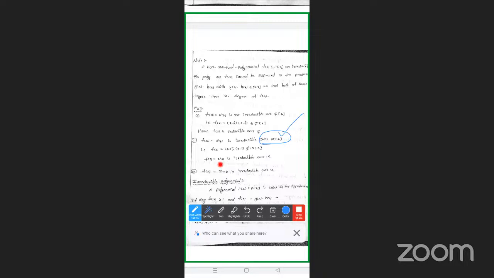Next, f(x) = x² − 2 is irreducible over Q. As a third example, we can write (x + √2)(x − √2), but √2 and −√2 do not belong to Q. Therefore this is an irreducible polynomial over Q. So this is an example for an irreducible polynomial, and the first one is an example for a reducible polynomial.